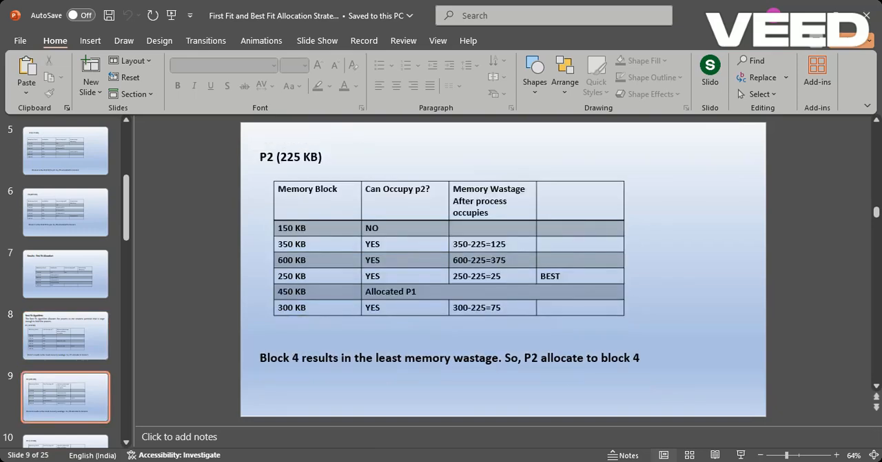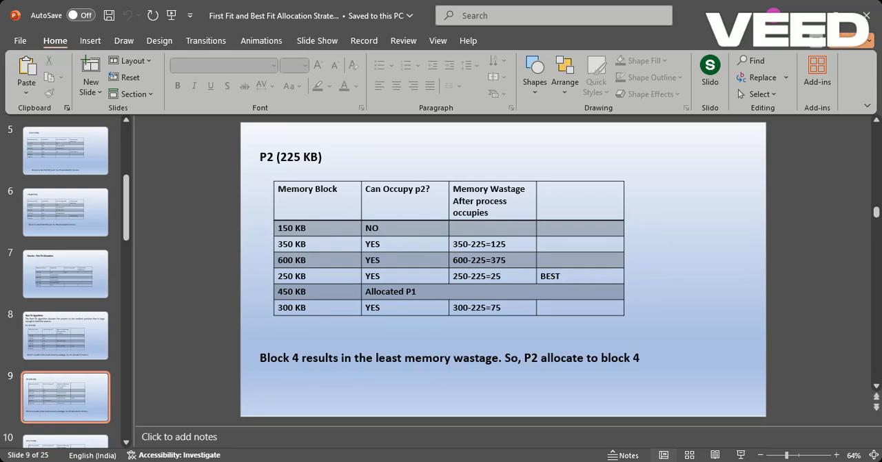So here for the P2 process, its size is 225 KB. So again we need to check from the starting block onwards. Okay, 150 KB, it is not enough. 350 KB is enough. Okay, so we need to find out the memory wastage. 350 minus 225 equal to 125.